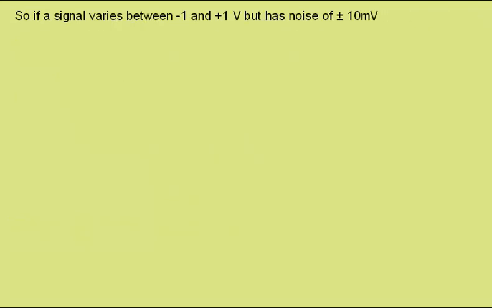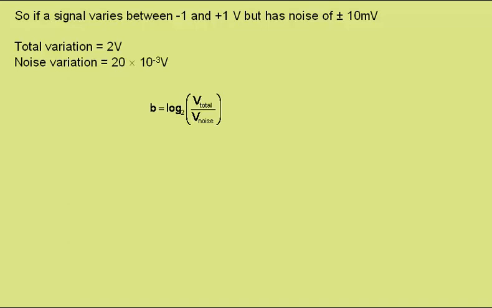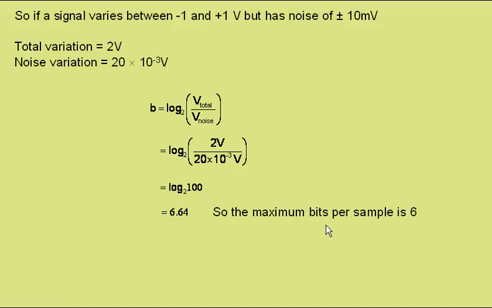So if a signal varies between -1 and +1 volt, but has a noise variation of plus or minus 10 millivolts, the total variation is 2 volts, and the noise variation 20 times 10 to the minus 3 volts. So the maximum bits per sample is given by log to base 2 of the variation in total voltage over the variation in noise voltage, which in this case is log to base 2 of 2 volts over 20 millivolts, which is the log to base 2 of 100, which is 6.64, meaning the maximum bits per sample is 6.